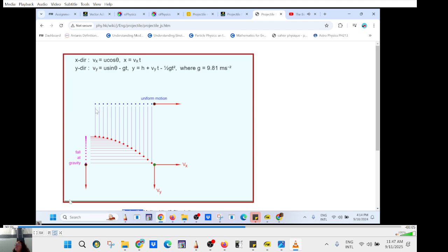So what's happening along the forward motion? Is it moving at a constant velocity or is it spinning up? Constant velocity. So every second it's covering the same distance. The velocity here stays the same along the x-axis. But along the y, you see, it's in free fall. So the velocity is going to increase.